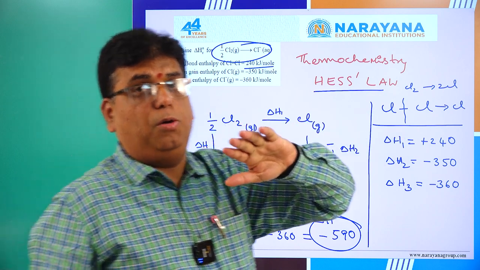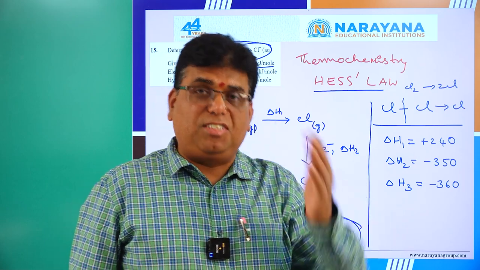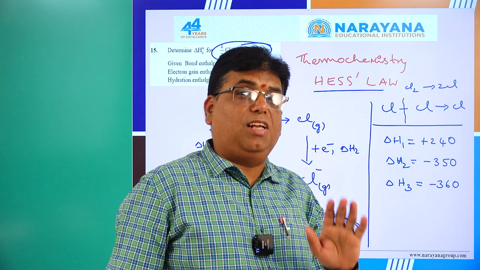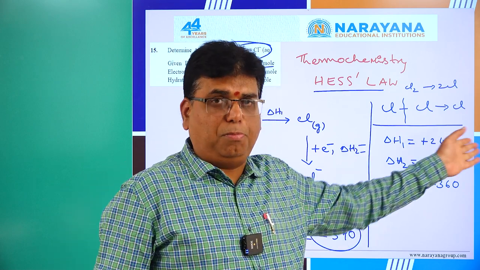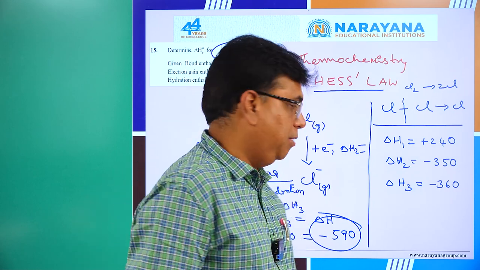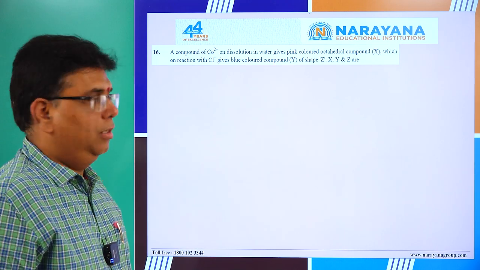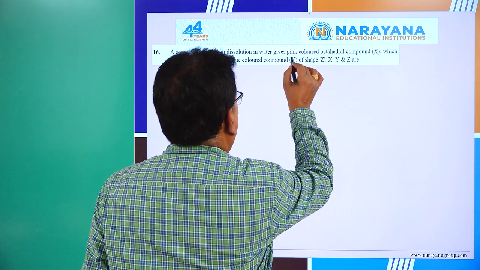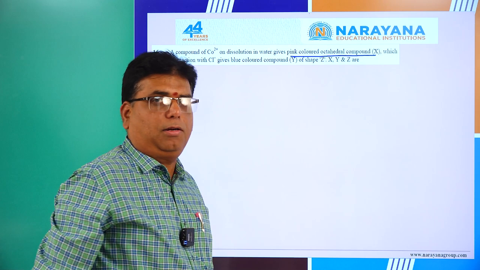So almost now we have seen all the questions mainly from physical chemistry, and some of them are also from inorganic chemistry. Still we didn't get any question from organic. Possibly the next few questions will definitely be from the organic part. Question number 16. A compound of cobalt 2 plus on dissolution in water gives a pink colored octahedral compound.